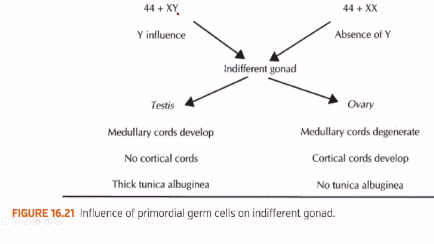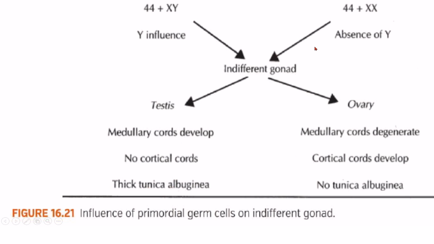As you see here, the presence of Y chromosome. The Y chromosome will have the sex determining region, the SRY gene, in the short arm of the Y chromosome, which will have the testis determining factor. That will act on the indifferent gonad by the SOX9 gene, which will promote the growth of medullary sex cords and regress the growth of cortical sex cords. The medulla of the indifferent gonad will develop into testis. Medullary cords develop and no cortical cords, and the lining epithelium will become the thick tunica albuginea.